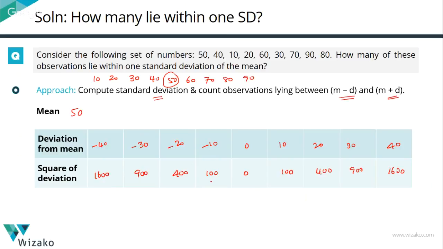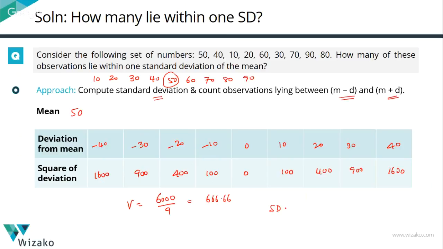Variance is the sum of all of these numbers divided by 9. 1600 plus 900 is 2500, plus 500 is 3000, plus 3000 is 6000. 6000 divided by 9 is going to be our variance, which is nothing but 666.66. How do I know that? 6 by 9 is 2 by 3, which is 0.66, into 1000 is 666.66.